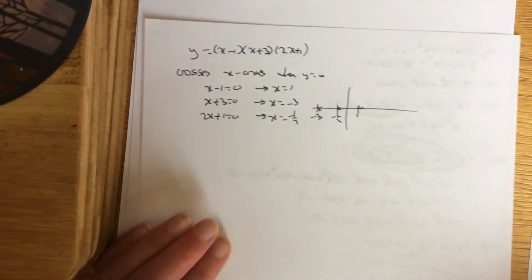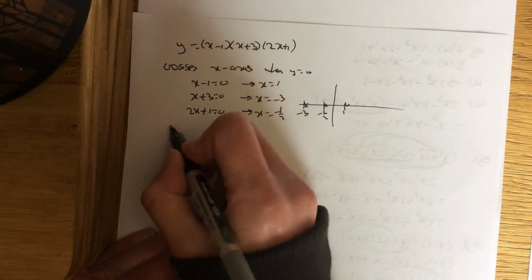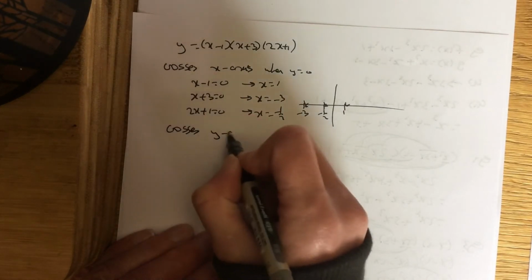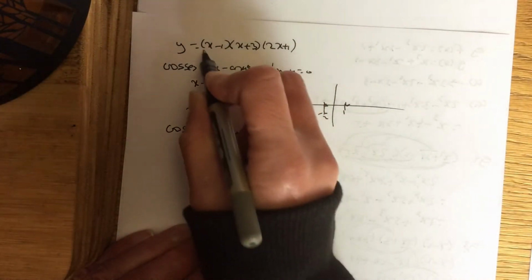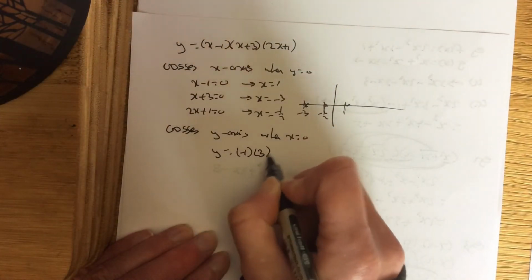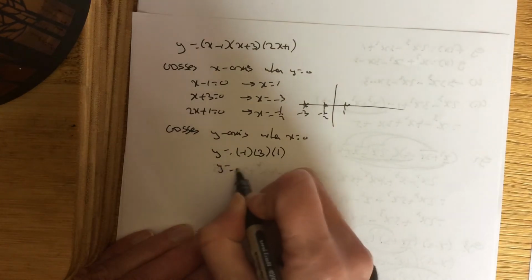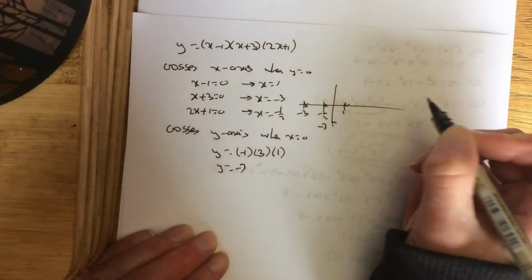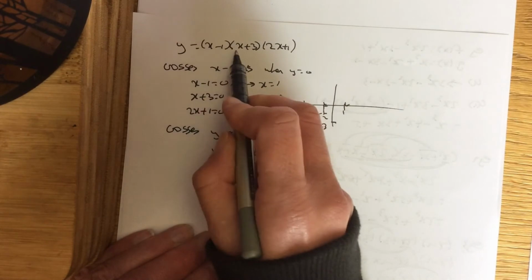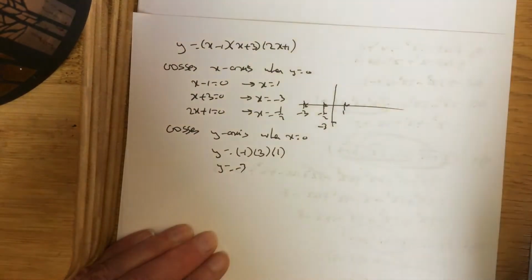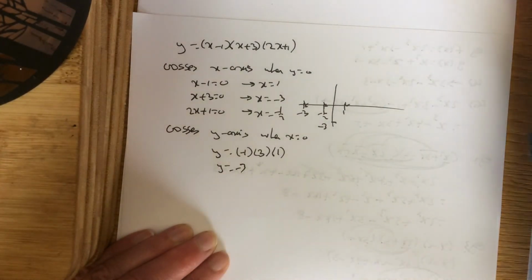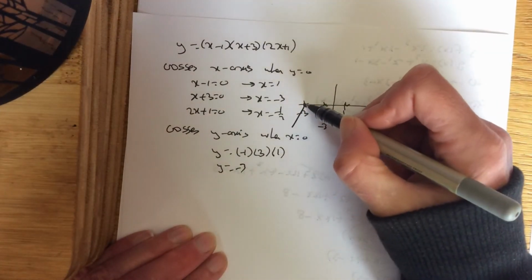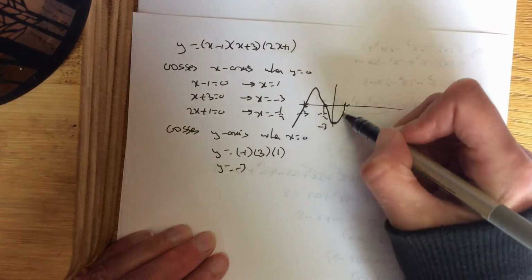I always like to find, it's easy enough to do, where it crosses the y-axis. It's good practice. So it crosses the y-axis when x is naught. So y equals naught take away 1, naught add 3, naught add 1. So y equals minus 3. So I've got a picture of what's going on. If you look here, x and 2x multiply out to give you 2x cubed. So it's going to be a positive cubic graph. So it starts low and it goes up and down and up. And that's all you need.